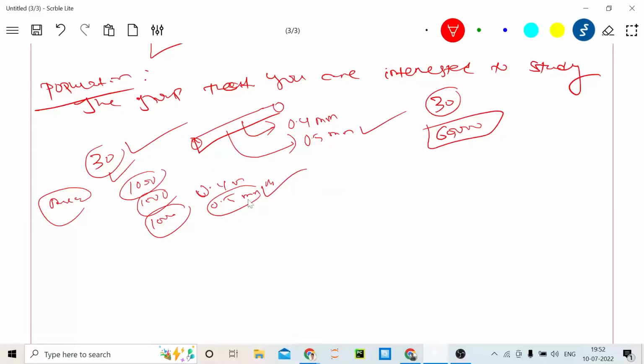And what is your sample in this case? Your sample is just some part, some portion of that data. Any doubt in population and sample, you may ask. After that, I will tell you the types of sampling as well. Any doubts in the population and sample?